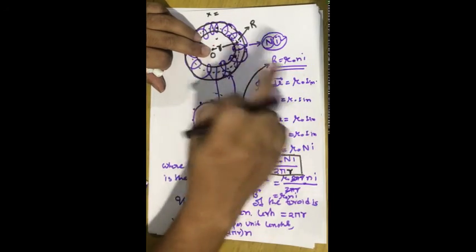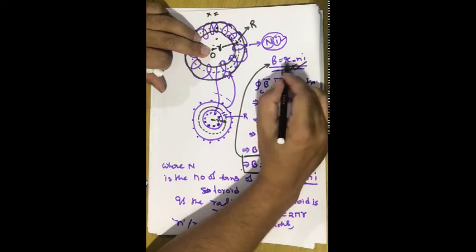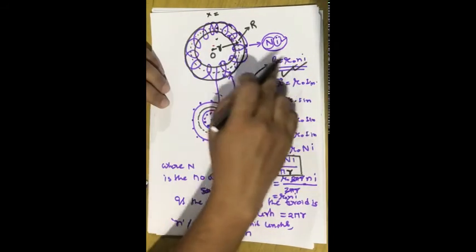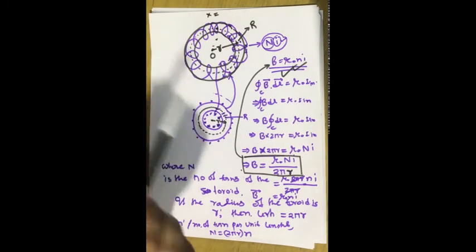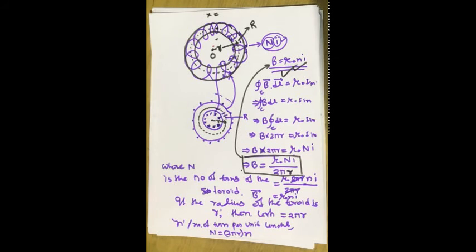Okay, if it is on the axis, then we can simply use this expression: B is equal to mu naught small n into small I. Okay, so in this way we can calculate the value of the magnetic field for a toroidal current configuration.